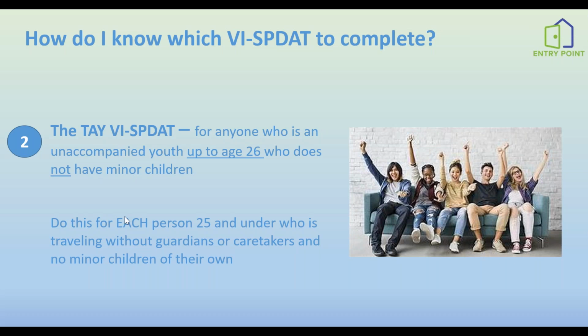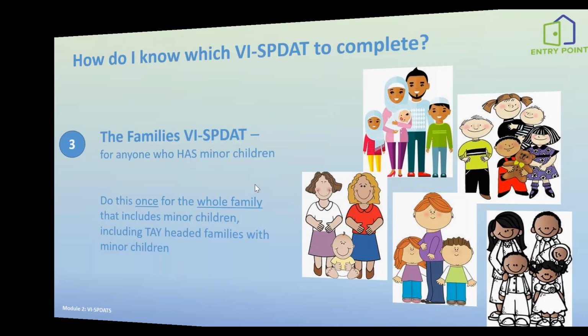So if you have a family or constellation of 2 or more transition age youth who want to be housed together, who consider themselves family, regardless of whether they're biologically connected to each other or not, we do one TAY VI SPDAT for each one of them, and we indicate to the entry point lead team that these folks plan to be housed together in one family in one household.